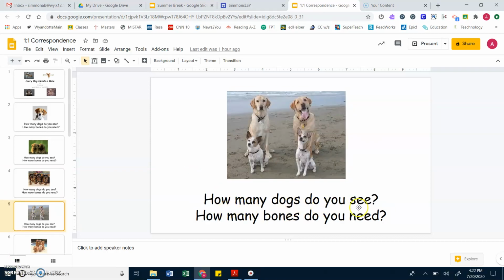How many dogs do you see? How many bones do you need? So we have two big dogs and two small dogs. Let's count how many are there all together. One, two, three, four. If there are four dogs, each dog needs a bone, so you would need four bones. One, two, three, four.